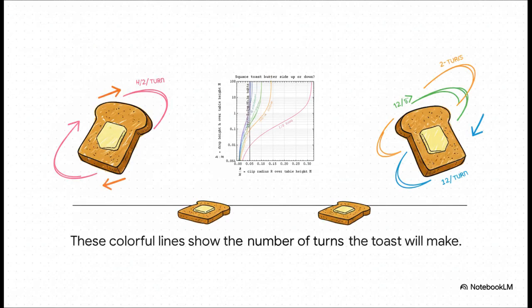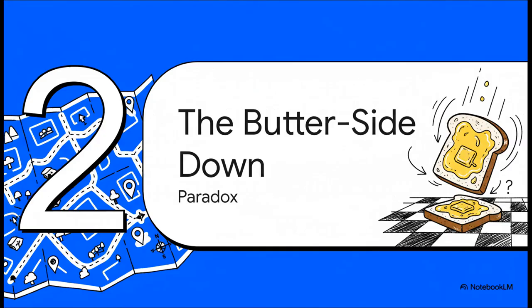Now for the fun part, these colorful, curvy lines. This is where the magic happens. Each one shows you exactly how many times the toast is going to spin before it lands. So that pink line is half a turn, orange is 1 full turn, green is 1.5 turns, and so on. All right, so now we know how to read our map. Let's use it to finally solve the butter side down paradox.